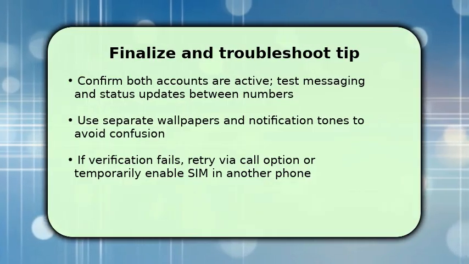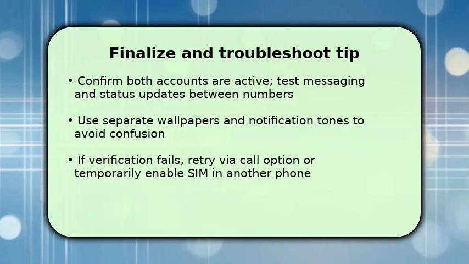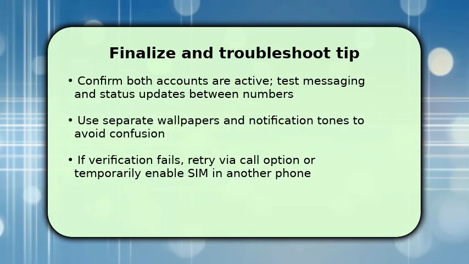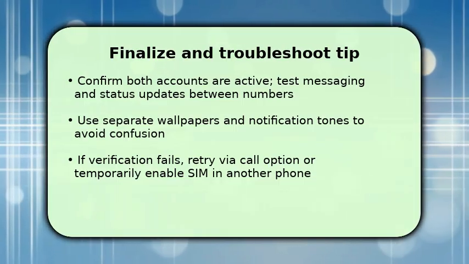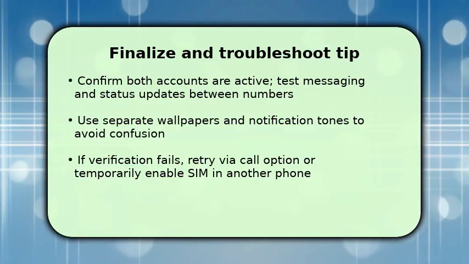If something goes wrong during verification, try the call verification option or briefly move the SIM to another phone to receive the code. Once verified, return it to your main device and confirm both accounts function normally.